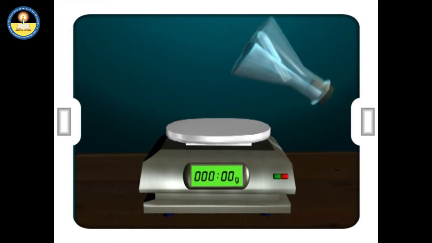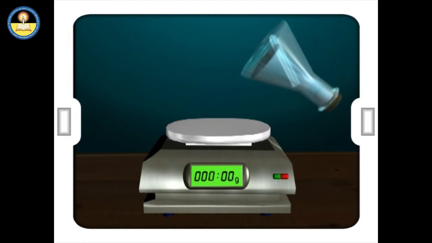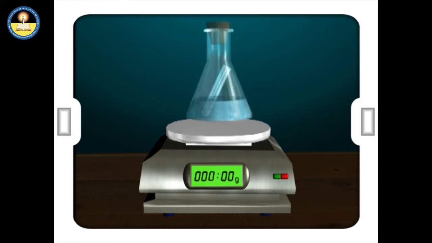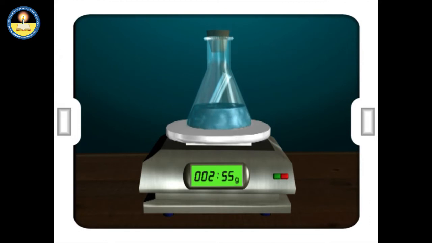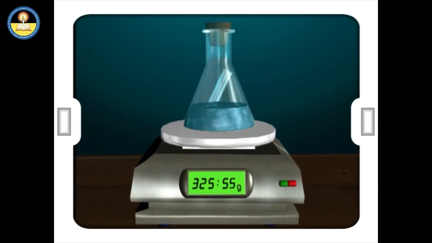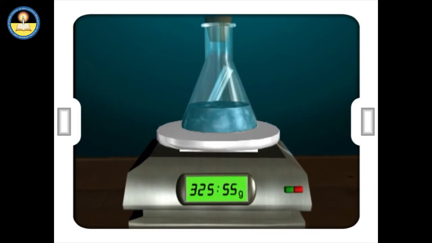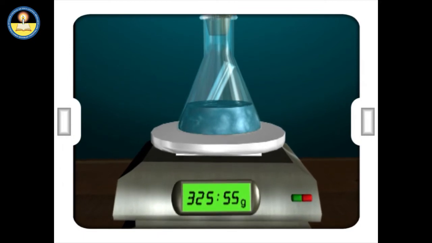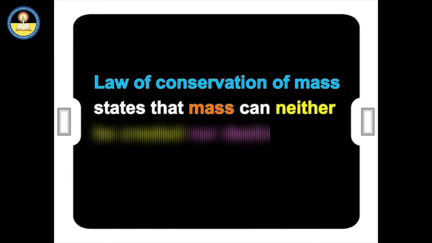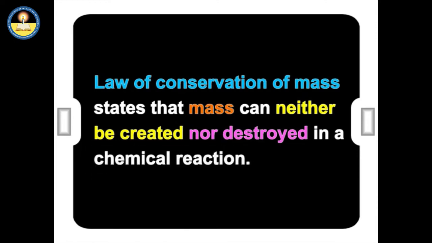Now tilt and swirl the flask so that the solutions X and Y get mixed. Weigh again. Do you know what happens in the reaction flask? Do you think that a chemical reaction has taken place? Why should we put a cork on the mouth of the flask? Does the mass of the flask and its contents change? The law of conservation of mass states that mass can neither be created nor destroyed in a chemical reaction.